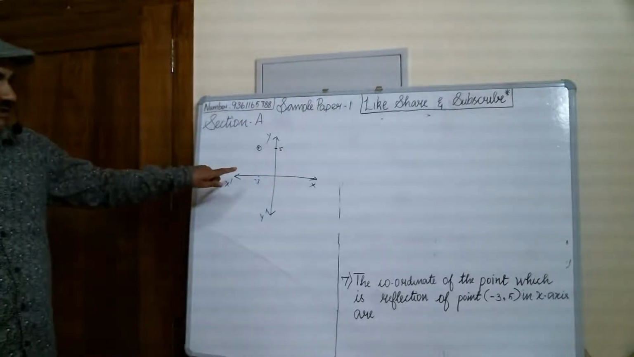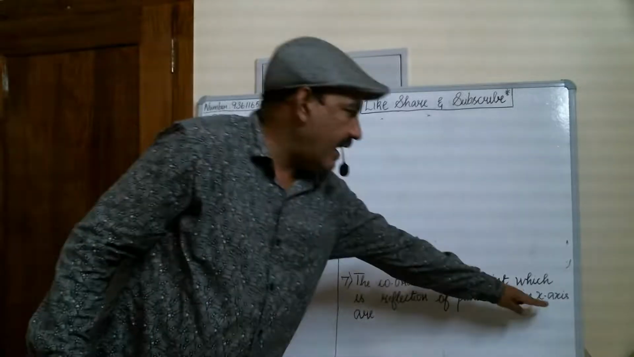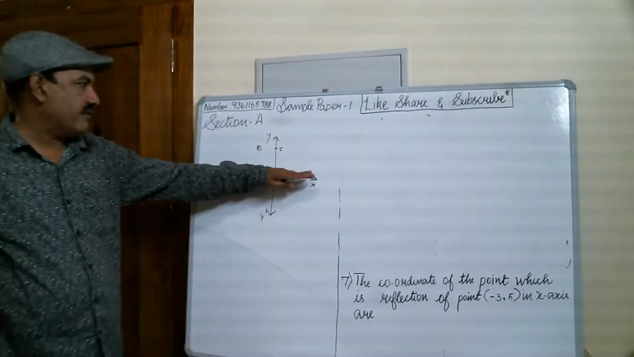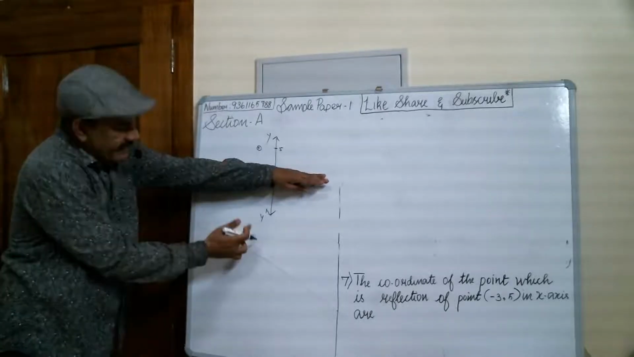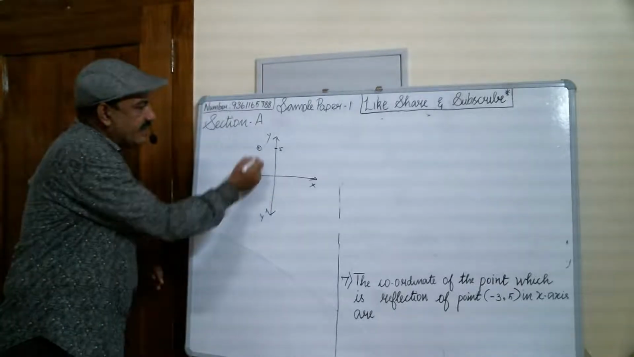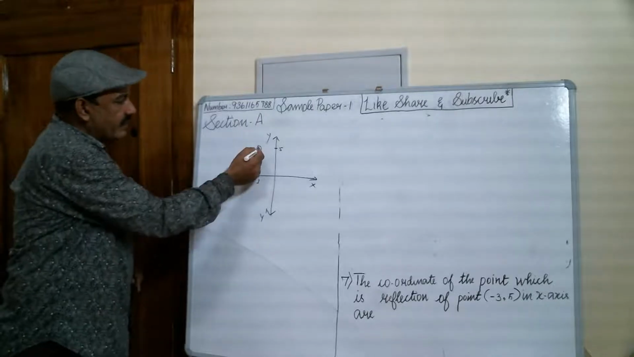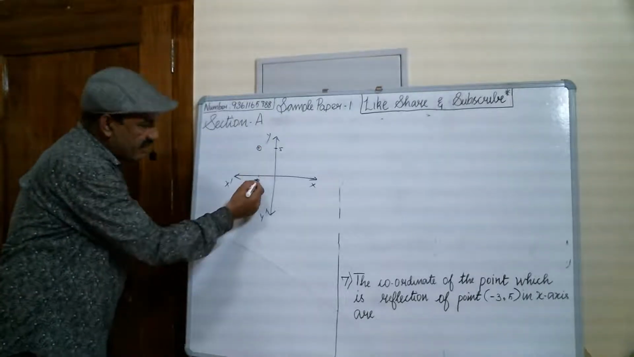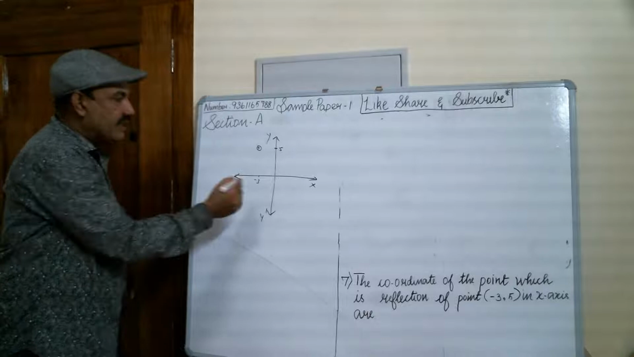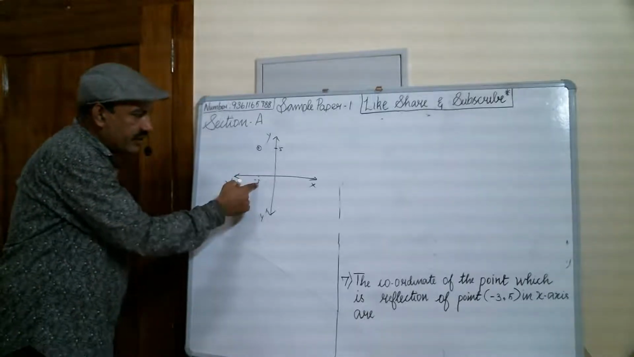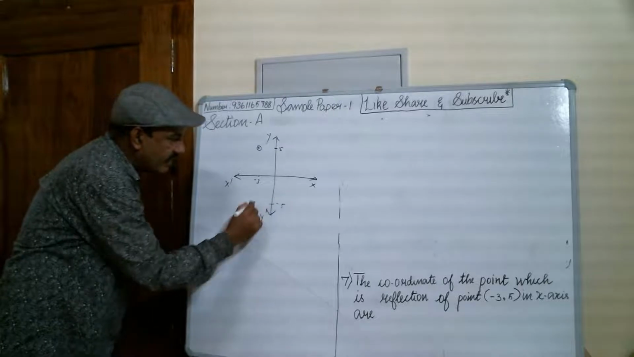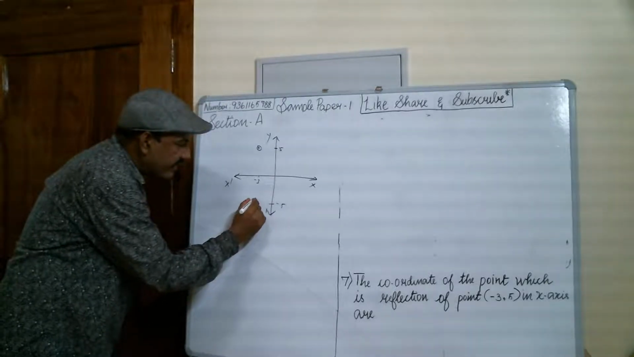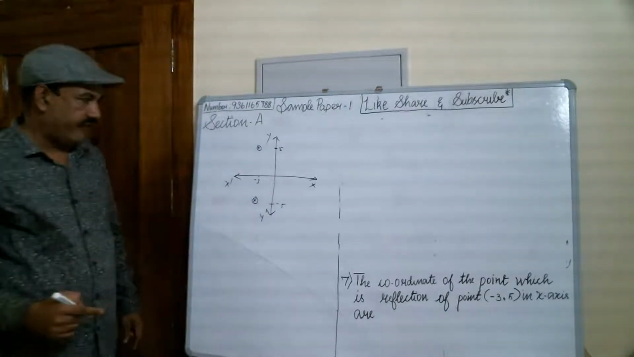Now they are asking you to imagine the x-axis as a mirror. So imagine this is your mirror. The reflection will be exactly here. The distance from here to here, this is your object, correct? So the image will be at the same distance. So minus 3 will not change, but instead of 5 you'll get minus 5. So minus 3 comma minus 5 is the coordinate of its reflection.